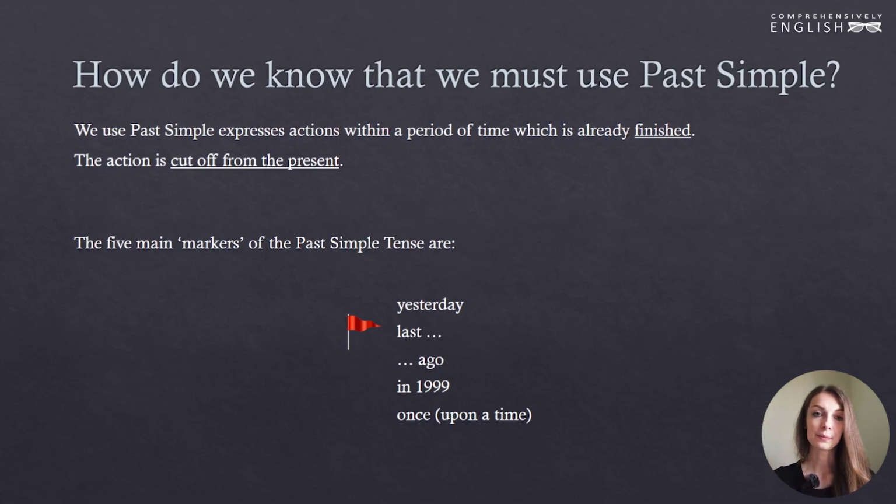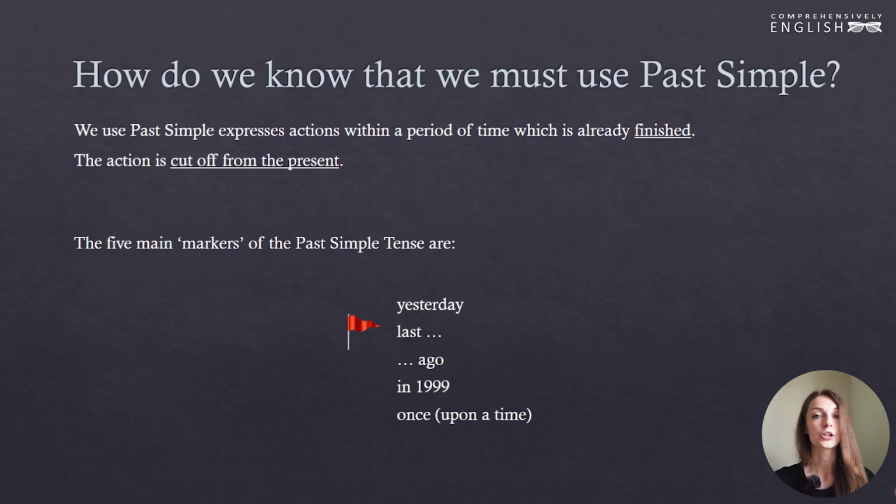Now, how do we know that we need to use the past simple tense? Well, the past simple tense expresses things that happened in a finished period of time. That is, these things are not related to the present, they are not connected to the present, they do not influence the present anymore. The action is cut off from the present, you see? It has no connection to the present. It doesn't influence the present in any way.